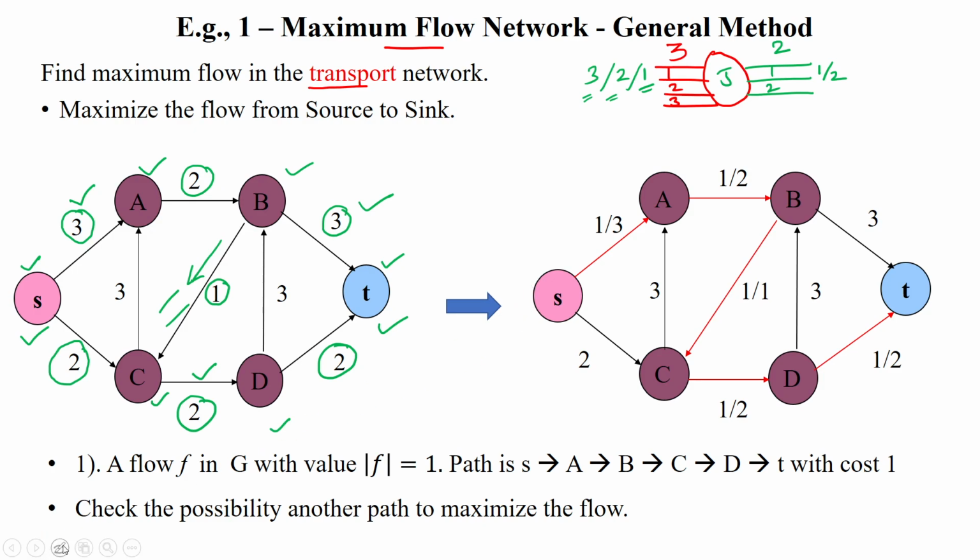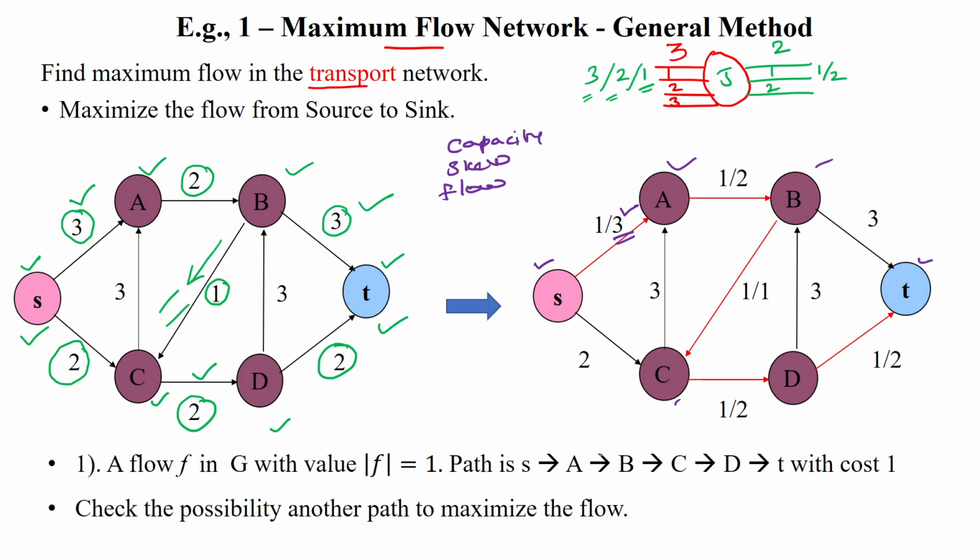Initially I am taking S to A. Here the maximum capacity is 3, but here I have to use 3 constraints. One is the capacity constraint, the second one is the skew symmetry constraint, and the third one is flow conservation. Flow conservation is calculated for all the vertices except the source and destination. So here I am applying the capacity constraint. The capacity here is 3.